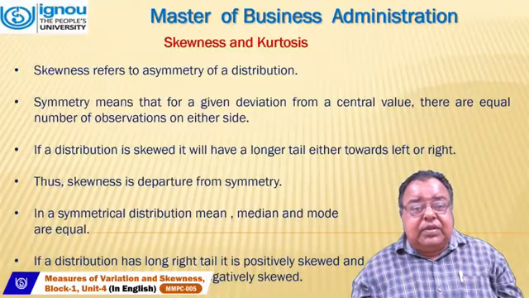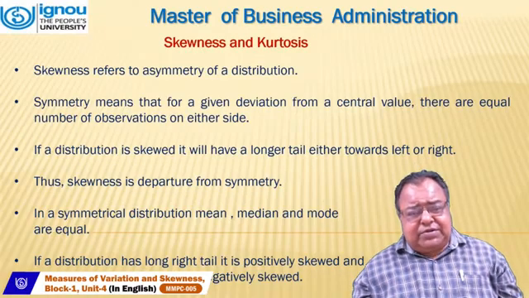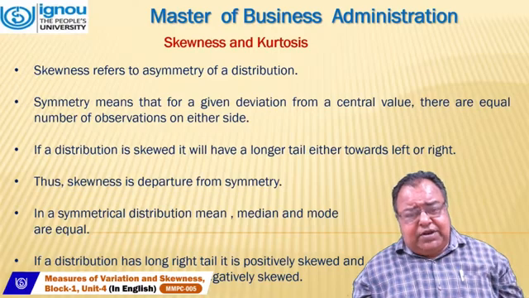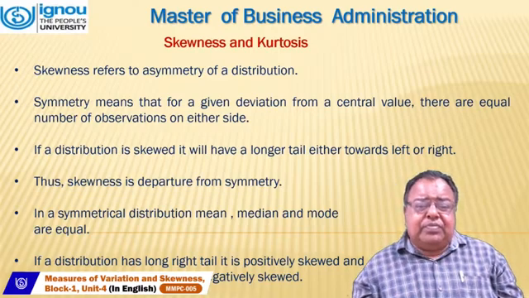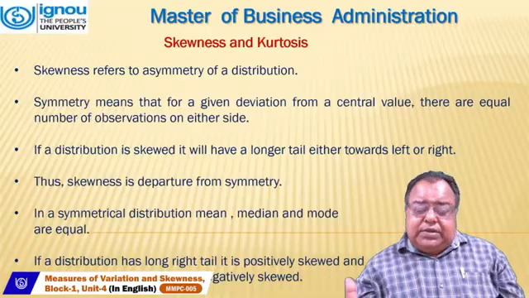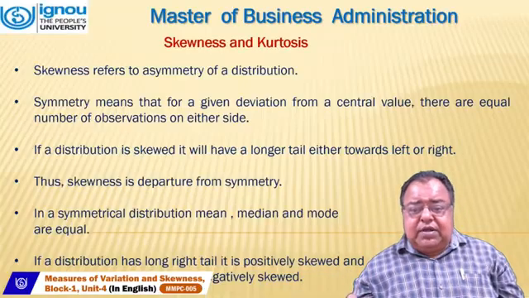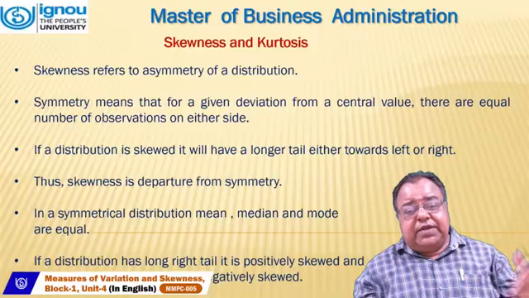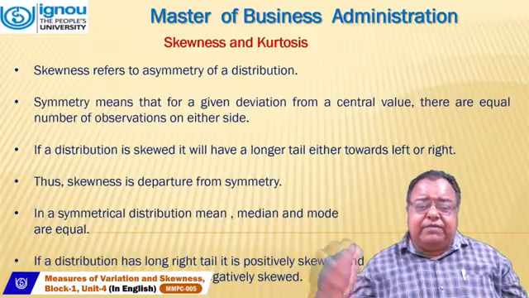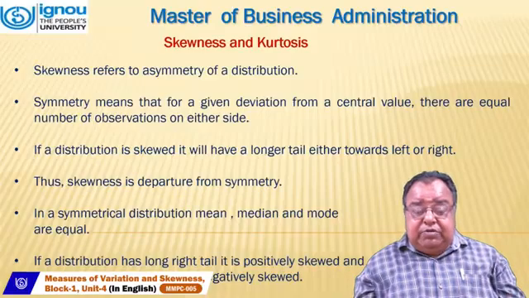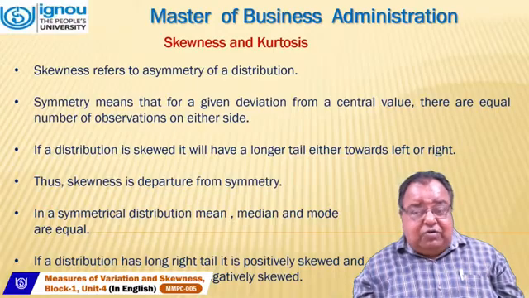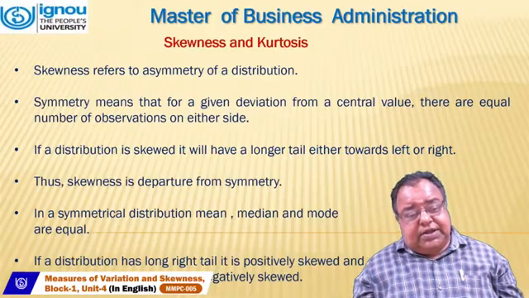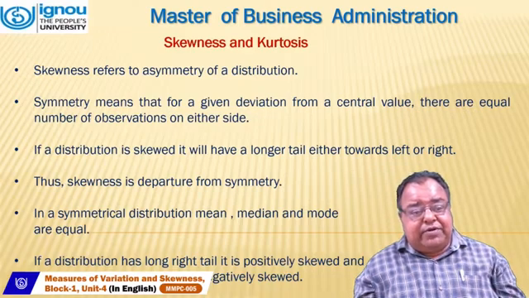Then comes skewness and kurtosis. Skewness refers to asymmetry of the distribution. That means variation from the mean point. Symmetry means that for a given deviation from the central value, there are an equal number of observations on either side. That means we can say 50% on the left side and 50% on the right side. If a distribution is skewed, it will have a longer tail either towards the left or towards the right. Thus, skewness is departure from symmetry.